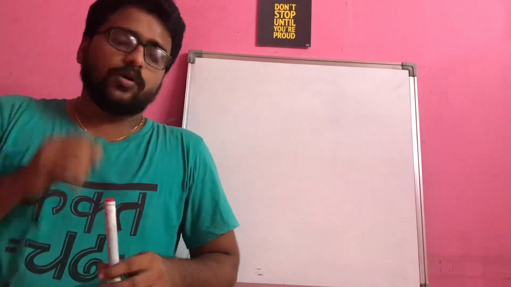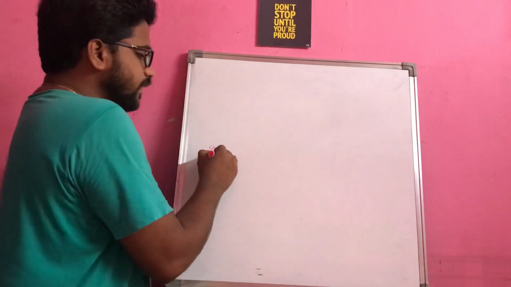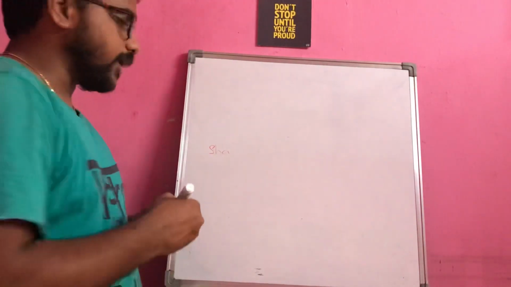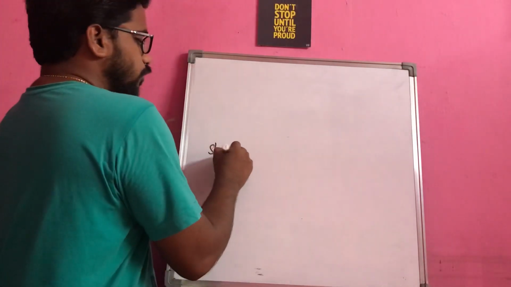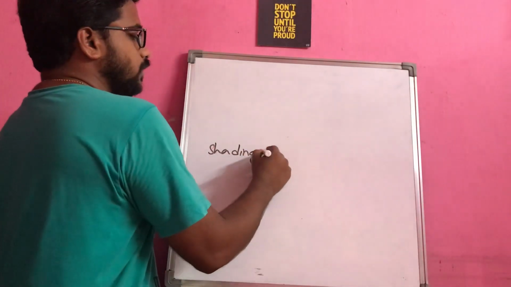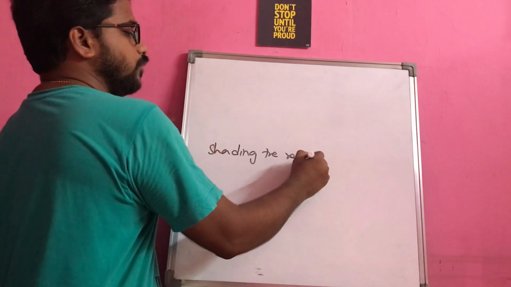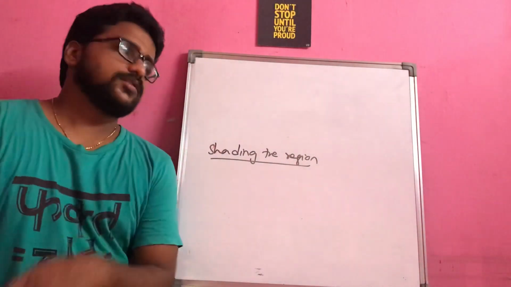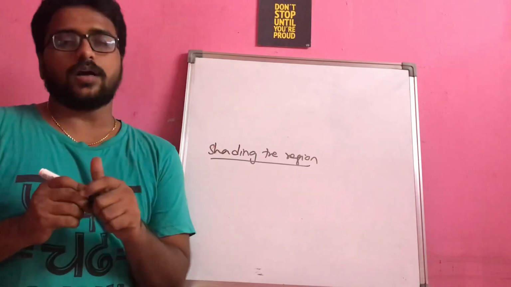So what is that model? It is shading the required region. What I mean by shading the required region is, once you plot the given lines, you will get some region occupied by both of the lines. So this important model we are going to cover now.